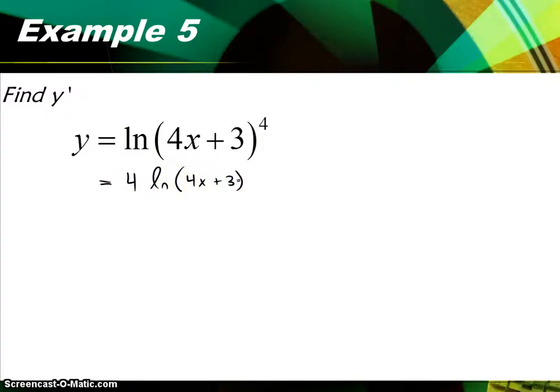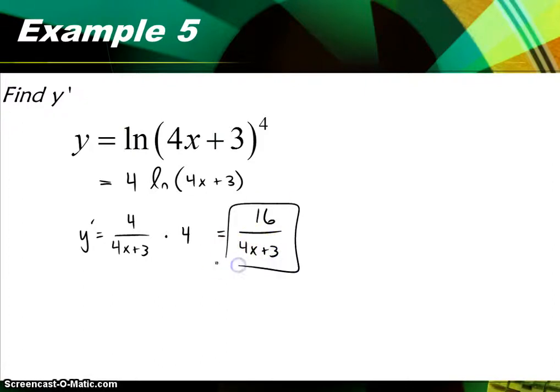Making that move means that the 4 is no longer an issue, and now it's just one chain. So my y prime is going to be that 4 out front over 4x plus 3, this stuff in parentheses, and then I would do times 4, the second 4 being the derivative of 4x plus 3. Again, I like to pretty that up, so I'm going to say 16 over 4x plus 3. And that is my answer.